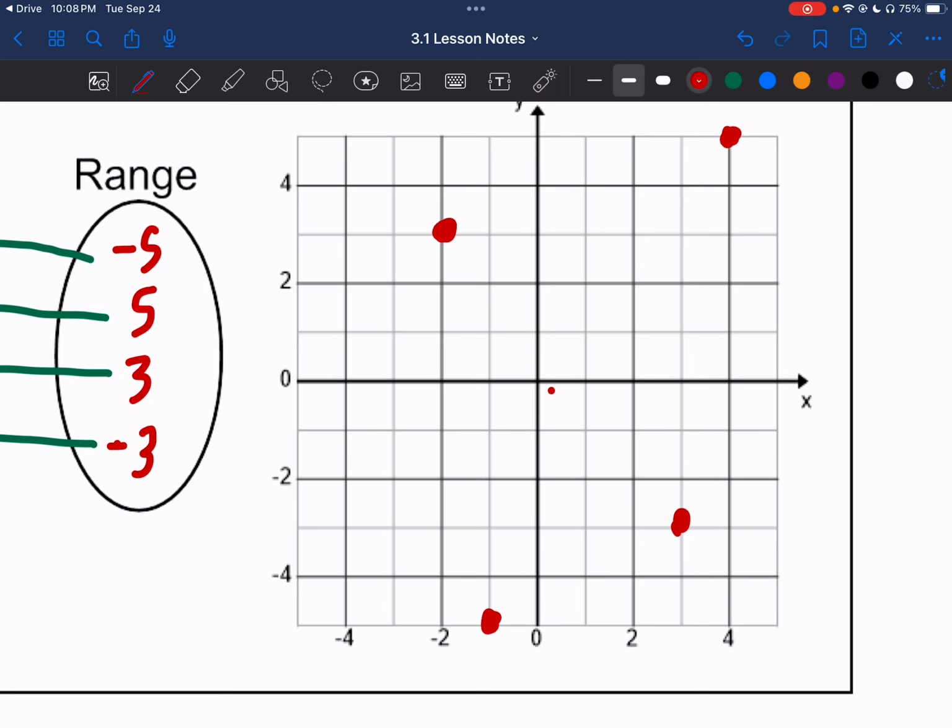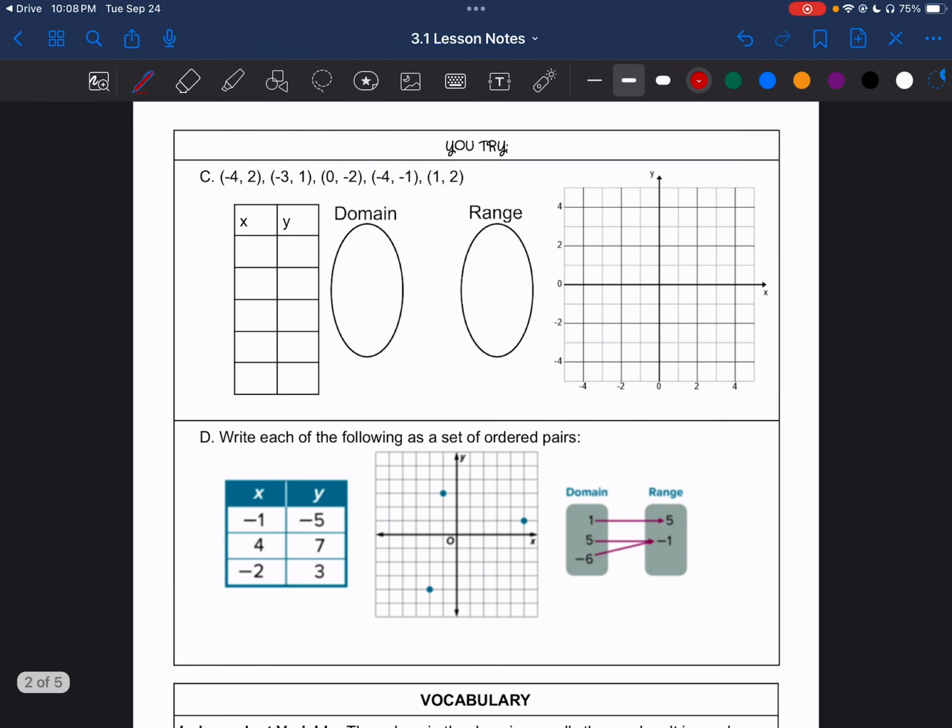So the next two problems are ones for you to try on your own. Please do so, and then come back and check your work against mine.